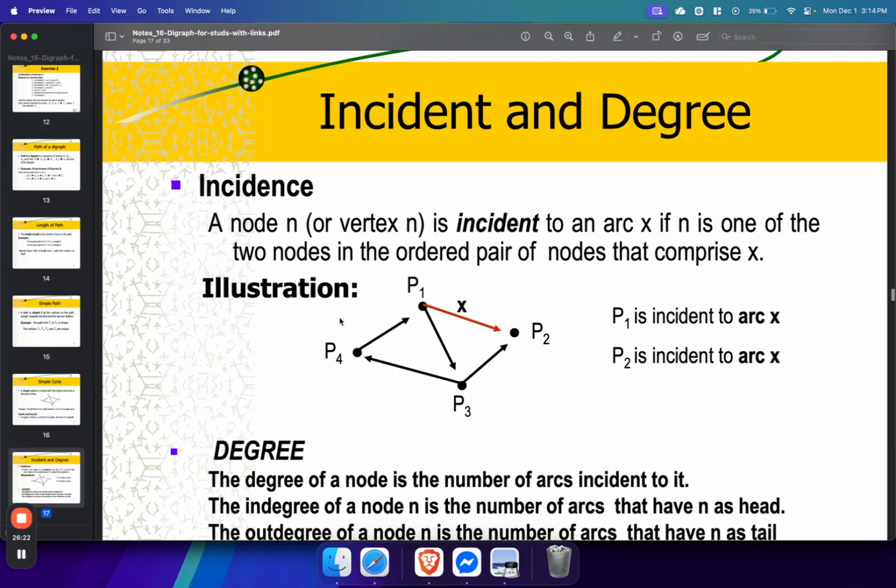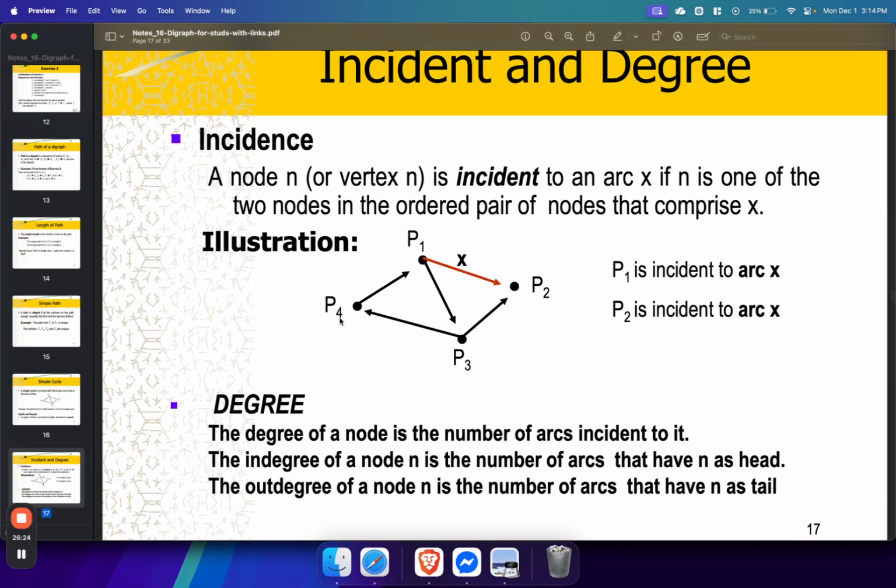Very easy. The degree of a node is the number of arcs that are incident to it. So, how many arcs are incident to node P1? There are 1, 2, and 3. So the degree of node P1 is 3.